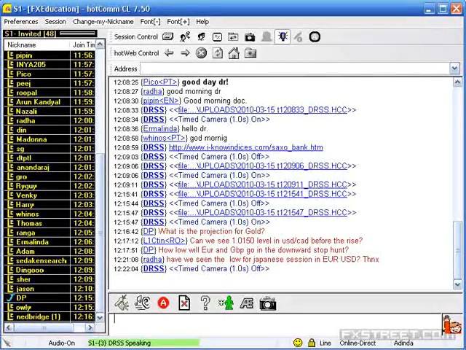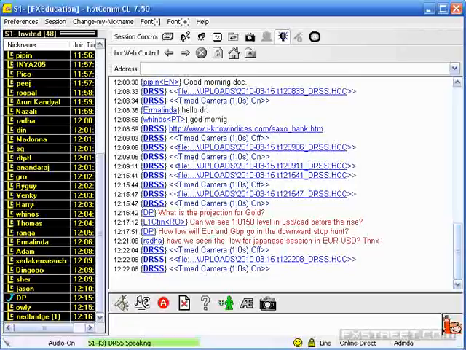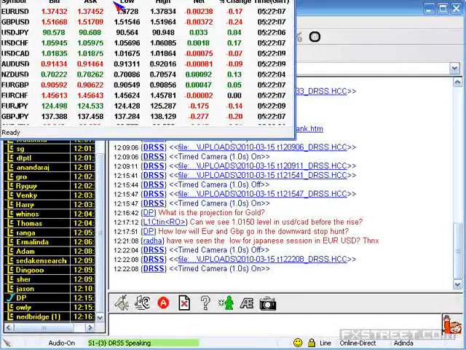Now let me minimize the PowerPoint presentation and take up the questions which are asked here. Meanwhile, I'll fix the camera over that of the live market code page.